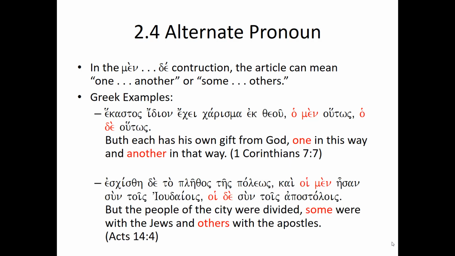That was a singular example. Here's a plural one. Eschisthē de to plēthos tēs poleōs, kai hoi men ēsan syn tois Ioudaiois, hoi de syn tois apostolois. But the people of the city, they were divided, and some were with the Jews, but others were with the apostles. So hoi men, hoi de: some, others.